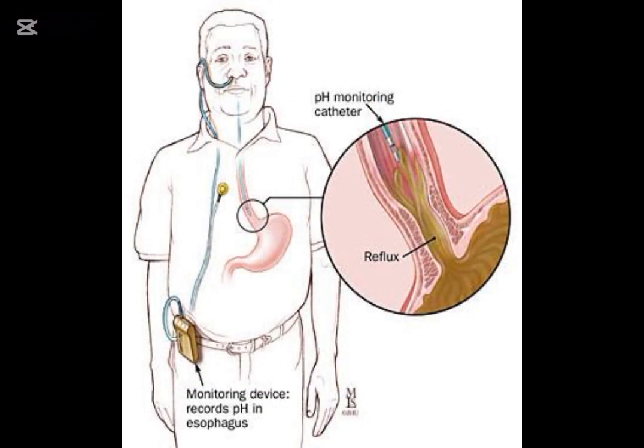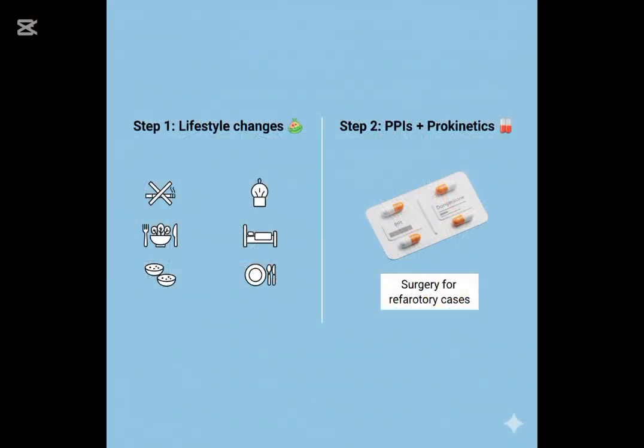However, the best investigation overall is 24-hour pH monitoring with esophageal manometry, which shows reduced lower esophageal pH and reduced sphincter tone. If your exams ask for single best investigation, pick pH monitoring. Let's go for management of GERD.